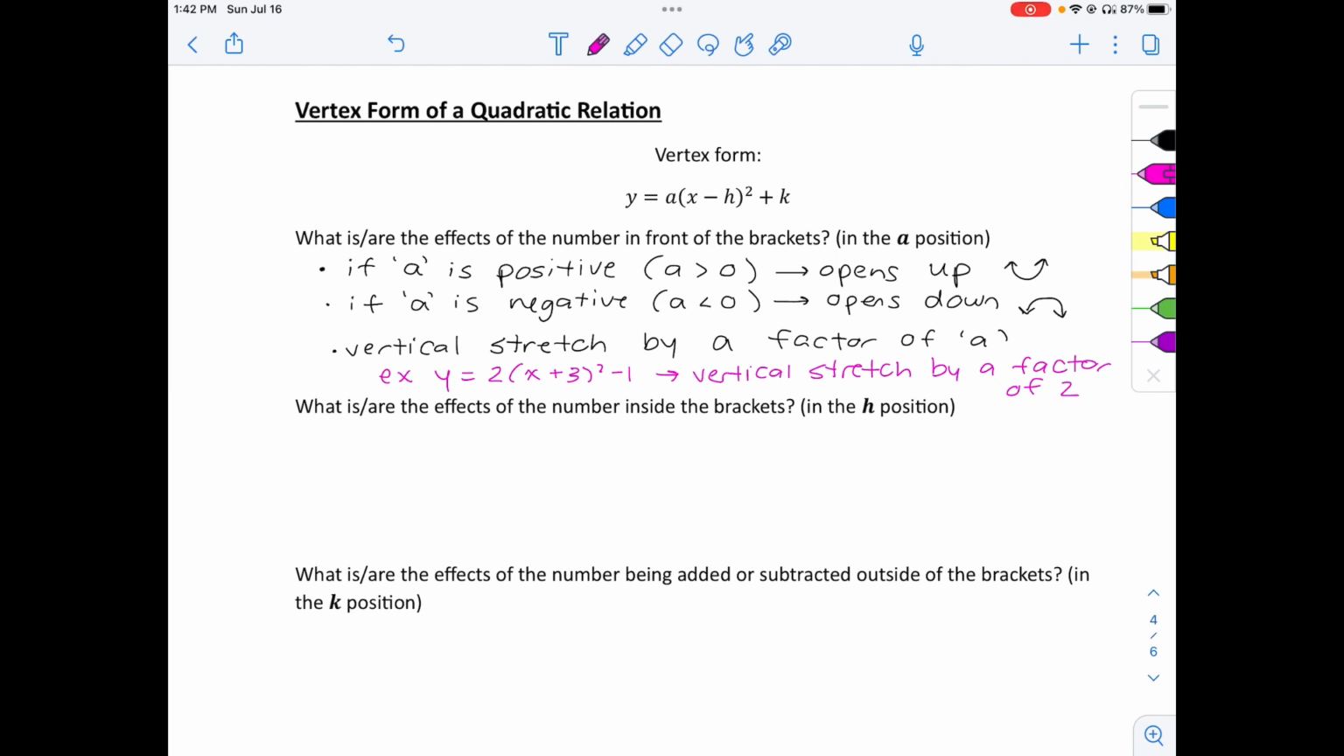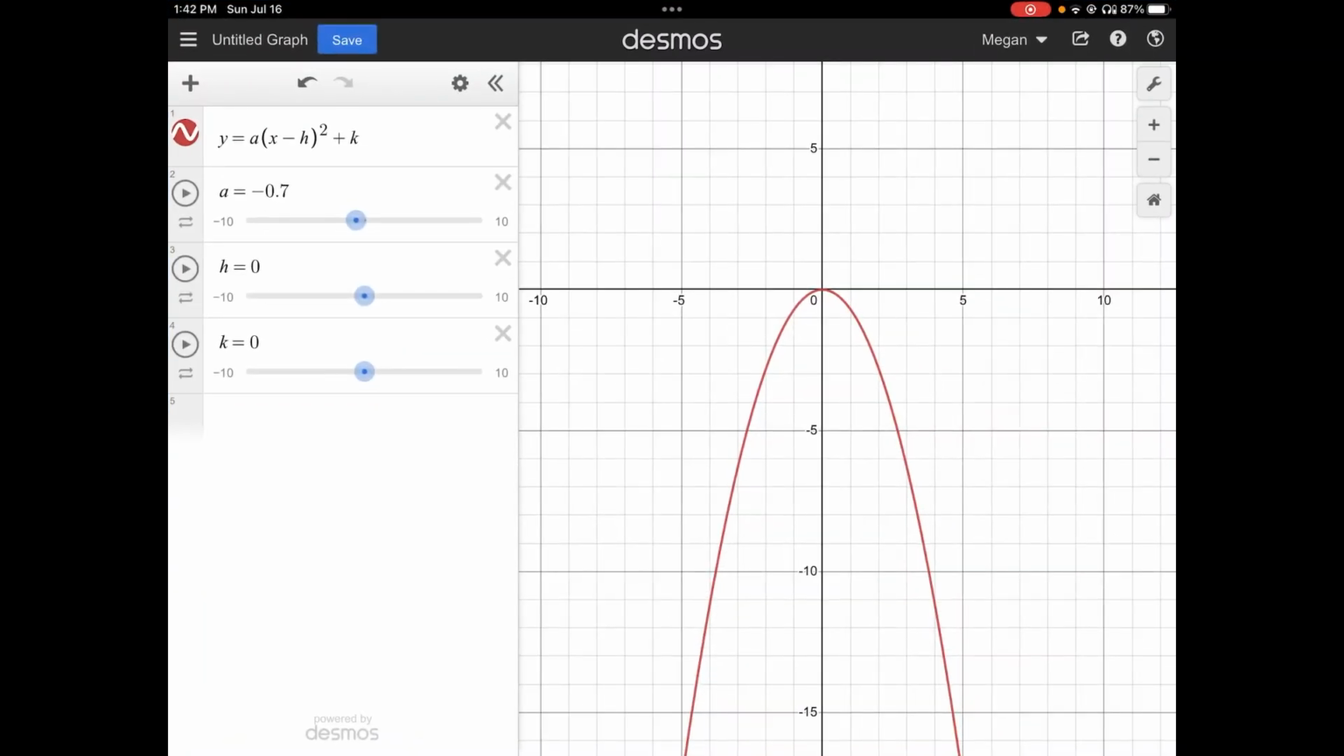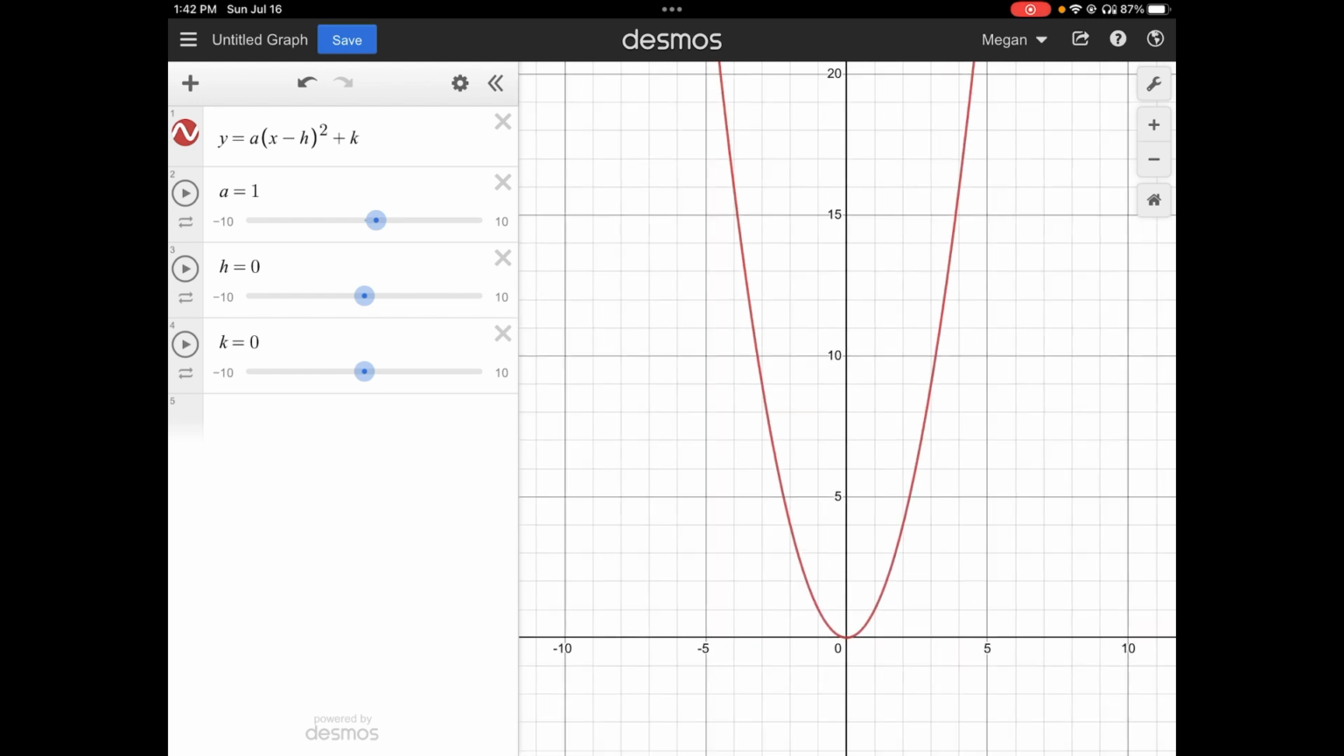So now we're going to look and see what effect the number inside the brackets has, so the h value here. I'm going to go back to Desmos. I'm going to put my a value back to 1, just so everything is back at the starting point. And I'm going to move my h value around. Again, my curve now is back to the parent function. The x-intercept, y-intercept, and vertex are at 0, 0.